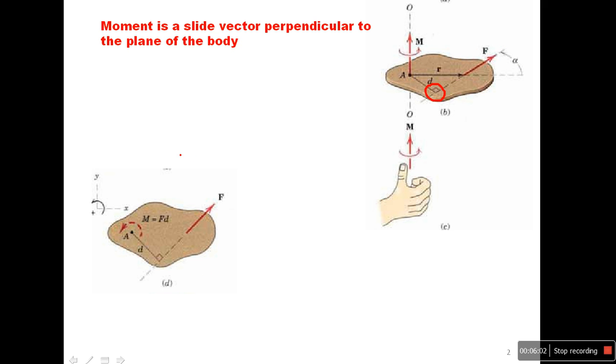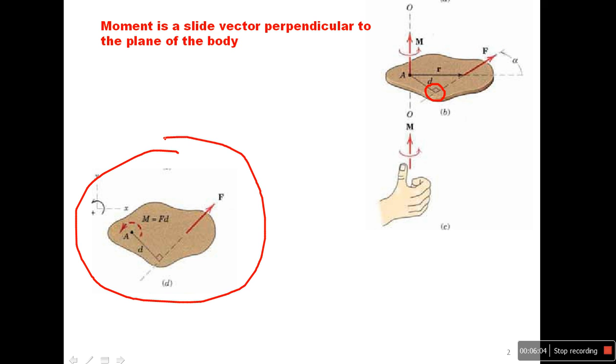You can see F. This is the line of action of the force, that means the line that the force is lying on. And this is the moment arm. So the moment equals F D, force multiplied by moment arm.